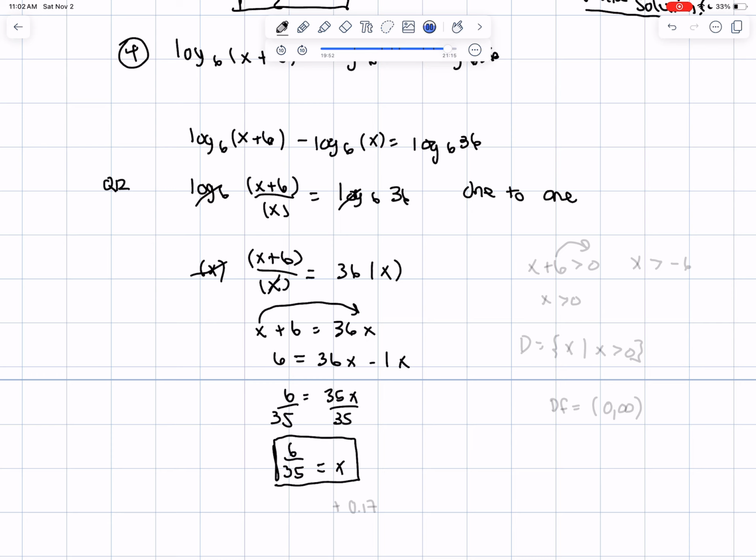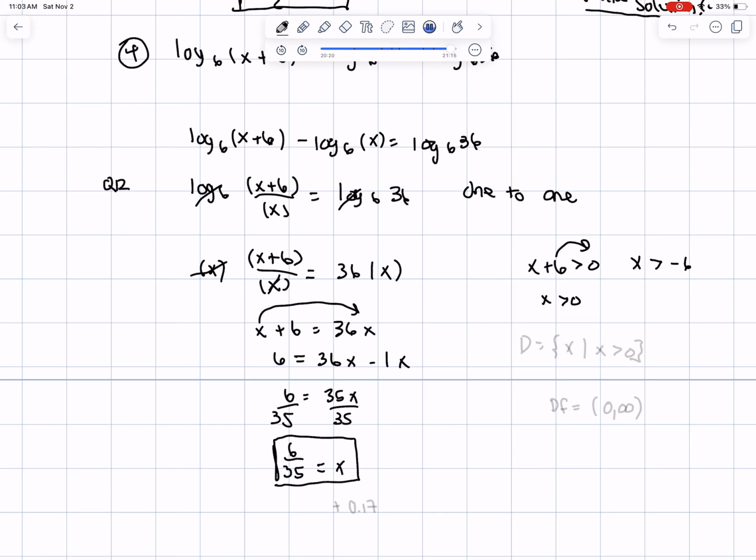Now we need to figure out what is our domain. So I look at my x plus 6 and my x. Well, if I don't have any value next to my x, that means we have to think of it as x is greater than 0. And then for this one, I move the 6 over, so then x is greater than minus 6. So let's see, our answer, 6 over 35.